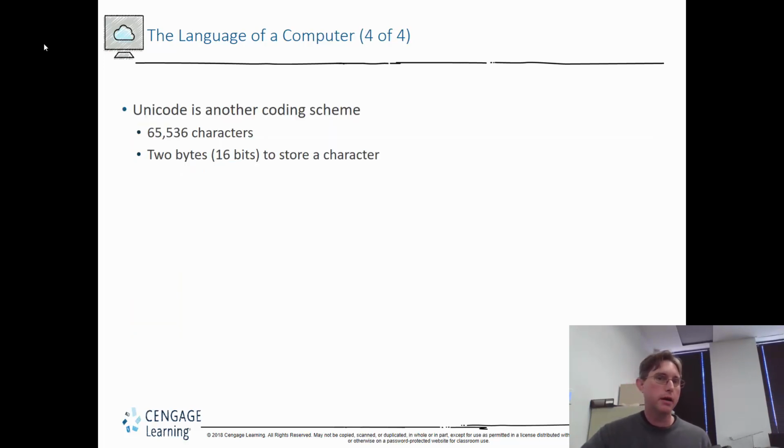Another common character scheme or character standard is Unicode. The Java programming language uses Unicode, and it actually reserves more bits. It reserves 16 bits, and so that gives you around 65,000 combinations of ones and zeros. So there's 65,000-something different characters in the Unicode standard.